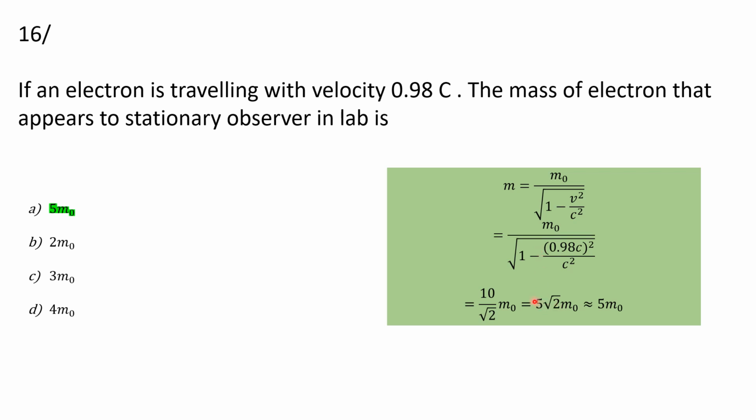So this is the correct answer, but because 5 root 2 m naught is not present in the options, we can take option A, that is 5 m naught.